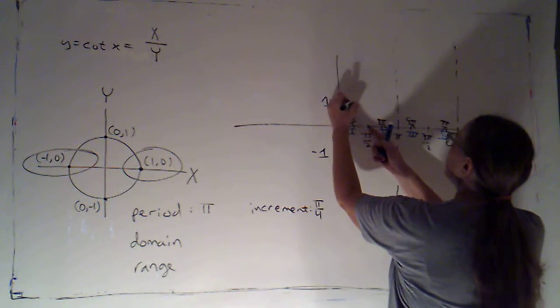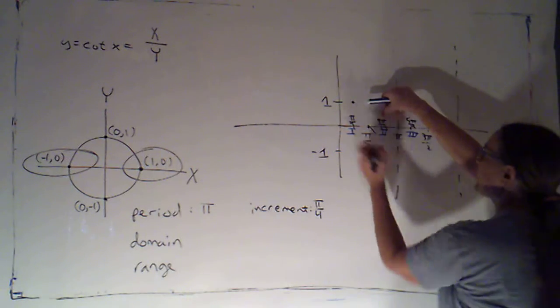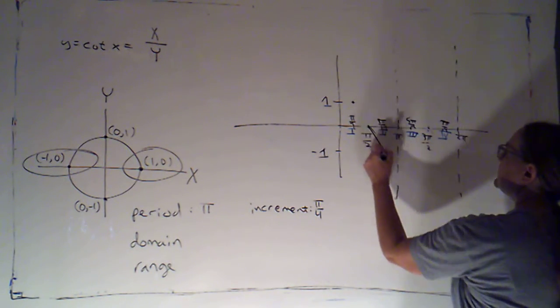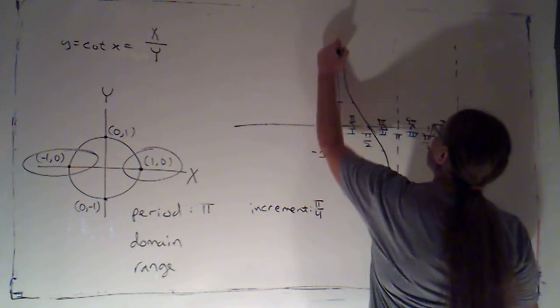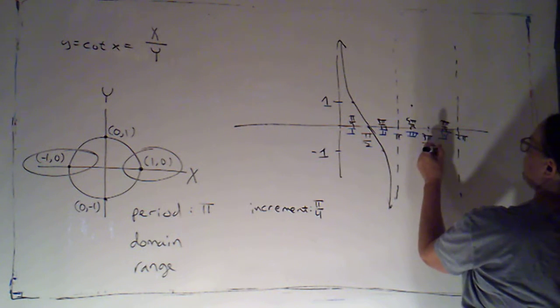Cotangent of pi over 4 is positive 1. For the angles where pi over 4 is a reference angle, but we're in a quadrant where it's negative, we're going to be getting negative 1. So that just allows me to get the steepness with a little bit greater accuracy.